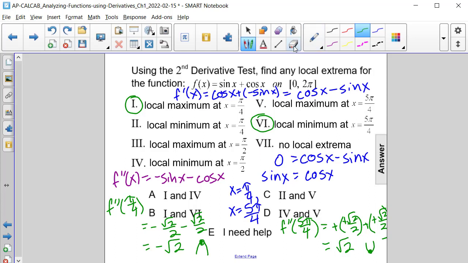So the answer choice that has both Roman numeral 1 and 6 on it is answer choice B.